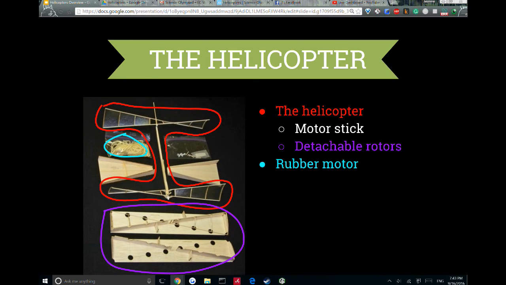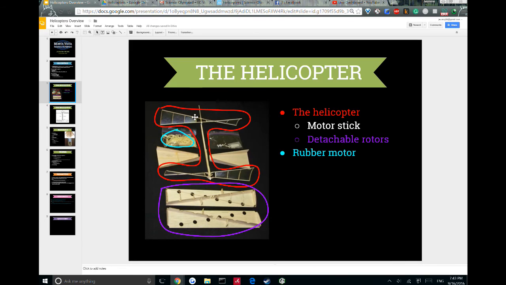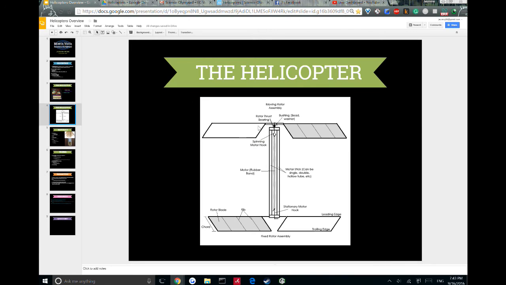But this one is a double motor stick. So basically, there's two pieces of wood on the sides, and in the middle, you have the rubber band motor. And the good point of this double motor stick is that it prevents the rubber band from hitting the sides, but at the same time, it's a bit heavier than the single motor stick.